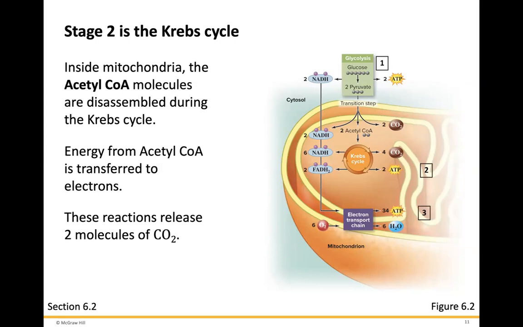And if you remember, we had 2 pyruvic acids, which made 2 acetyl-CoAs, so this would actually go around the cycle twice. At the end of the day, we will end up producing, as you can see here, 6 NADHs off the Krebs cycle, 2 FADHs, 4 CO2s, and 2 ATPs.